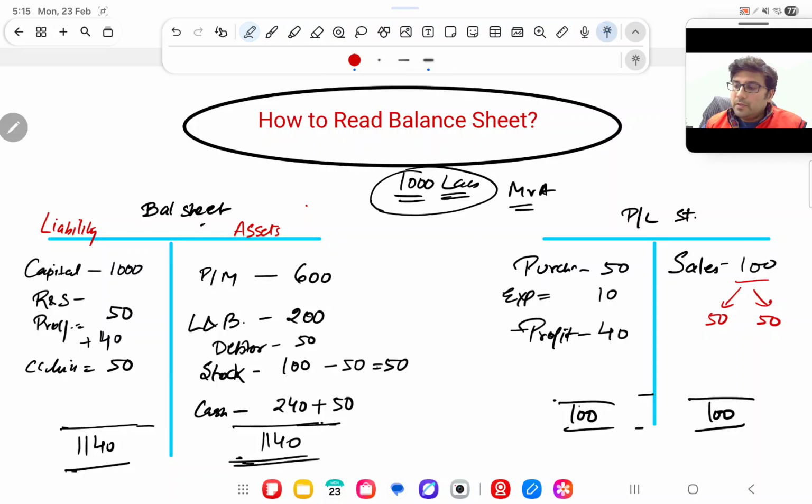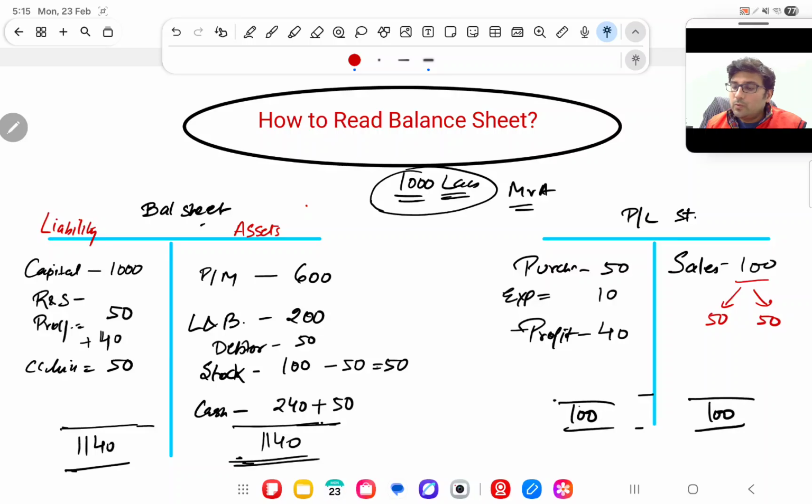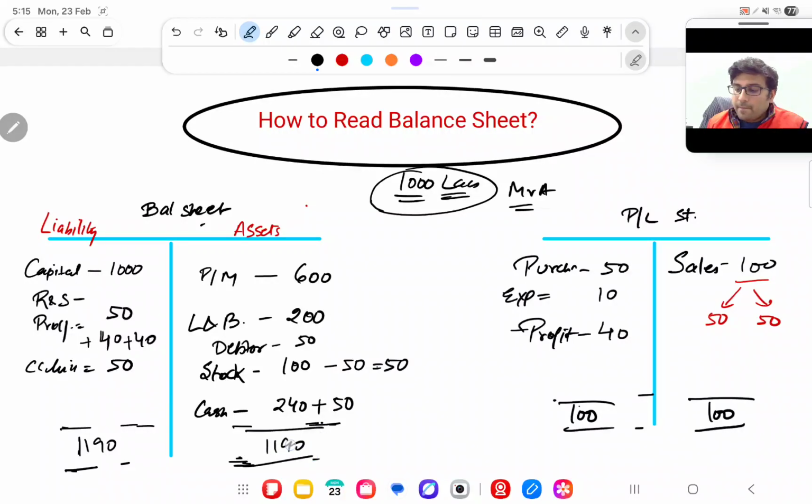This profit of rupees 40, ultimately they have earned the profit. The money will come one day or the other. That is assumed in the accounting process. It is known as accrual based accounting. So ultimately you will add a profit of another 40 in the balance sheet. So now you will find that again both sides of the balance sheet are matched. Are you getting the point?